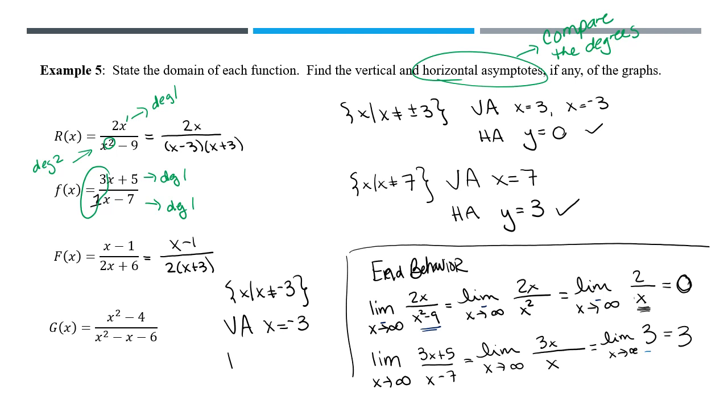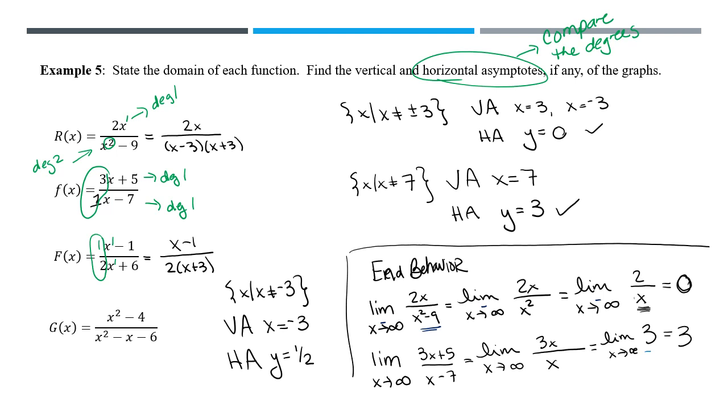Next we have our horizontal asymptote. For this we look at the degrees. Again, I have degree 1 over degree 1, so the degrees are the same. I look at the ratio of the leading coefficients. So 1 over 2. Therefore, the horizontal asymptote is y equals 1/2.